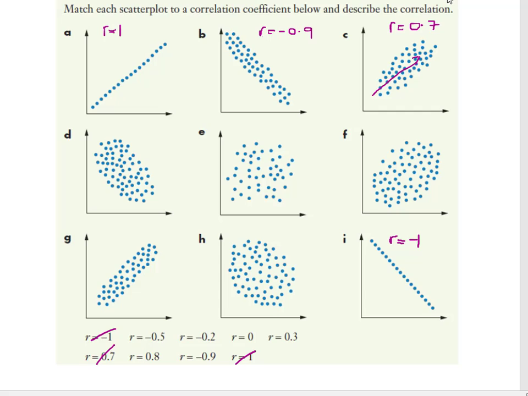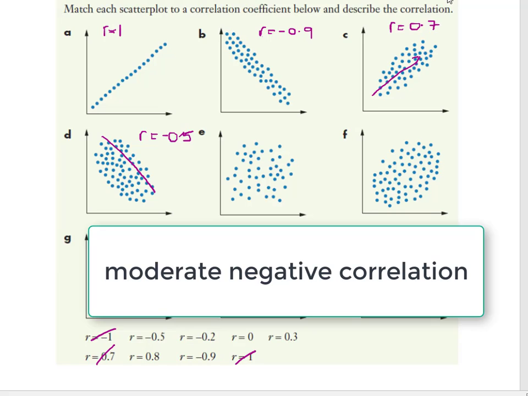So for D, I'm having a look at that. I kind of have my dots that are in a negative direction, so I'm going to be looking at my negative correlations. So I've got -0.5 and -0.9. Well, the further away from 1 it is, the less correlated it is. So I'm going to say that R equals -0.5. And I'm going to say that has a moderate negative correlation.